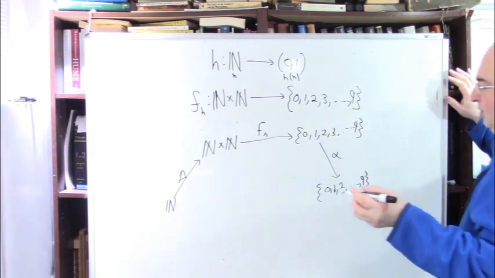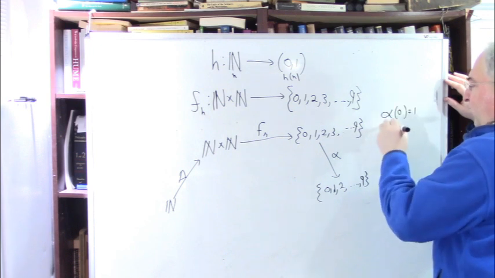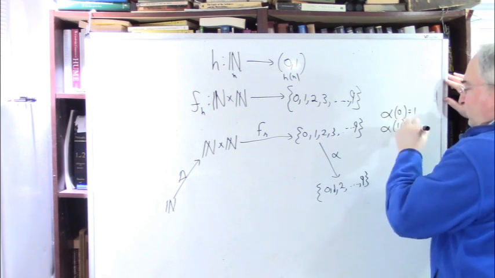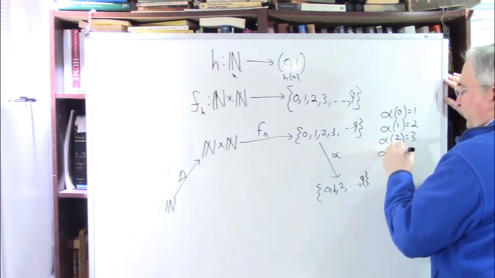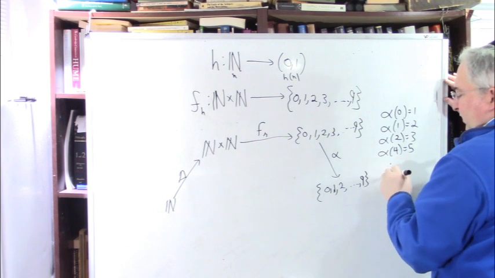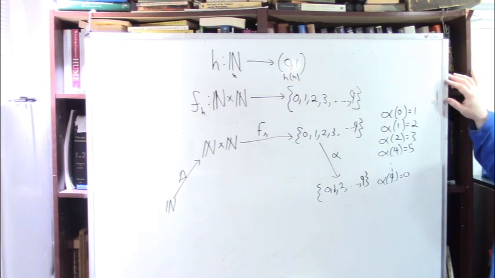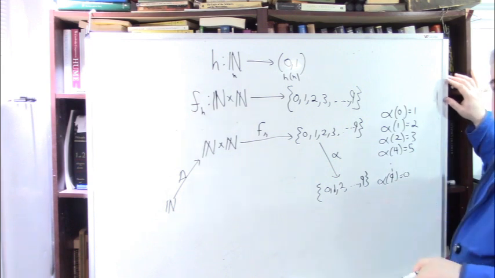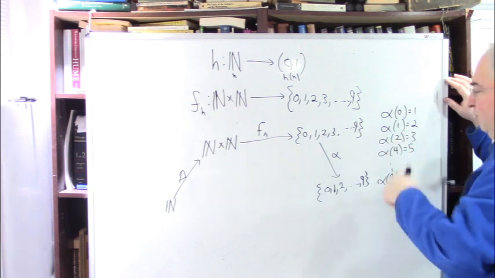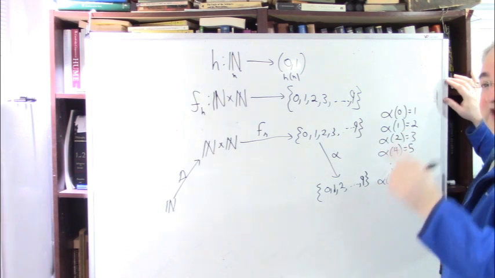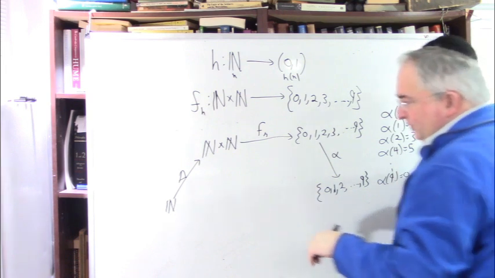Now, there's lots of ways of doing this. How about this? Alpha of 0 is equal to 1. Alpha of 1 is equal to 2. Alpha of 2 is equal to 3. Alpha of 4 is equal to 5. Alpha of 9 is equal to 0. That's one way of doing it. I don't care which way you do it. I can make alpha of 0 equal to 5, alpha of 1 equal to 7. As long as every input has a different output, I'm okay with it.